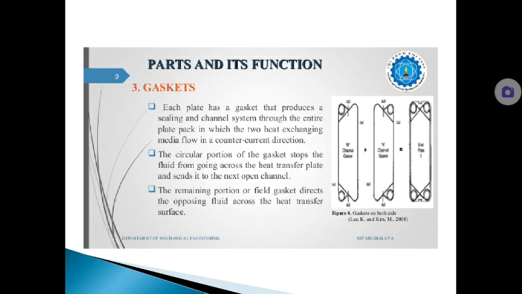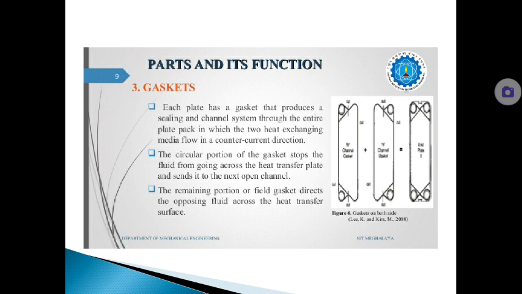Then the next part is the gasket. Each plate has a gasket that produces a sealing and channel system for the fluids throughout the entire plate pack, in which the two heat exchanging media or fluids flow in a counter current direction.